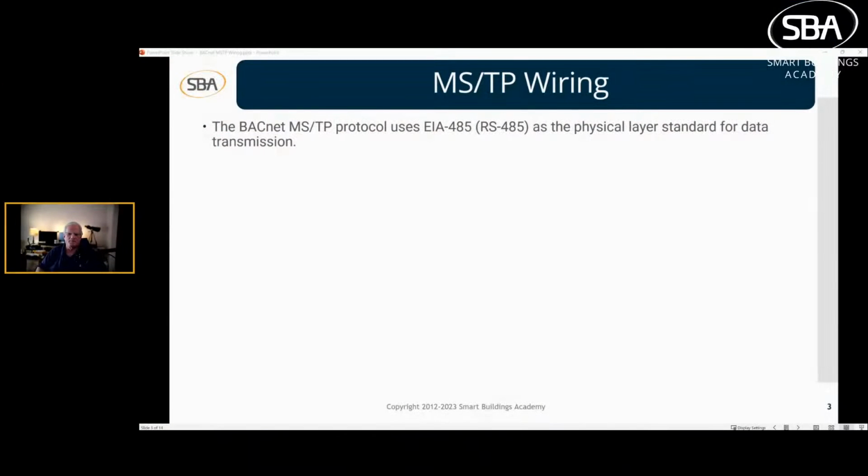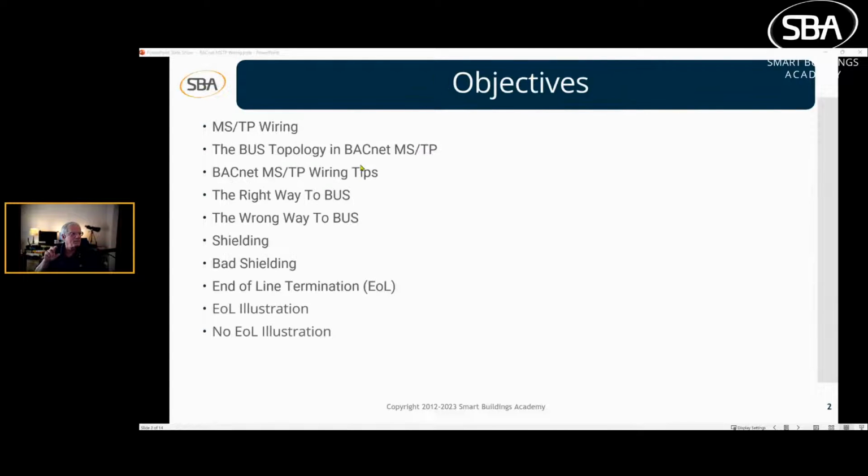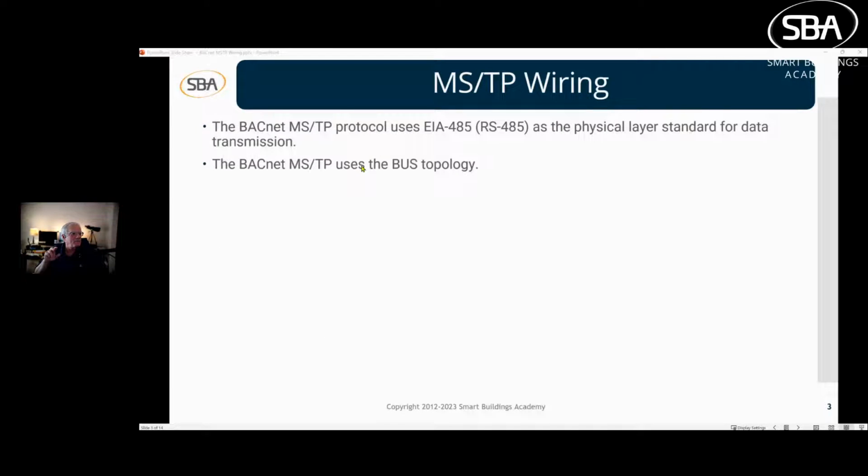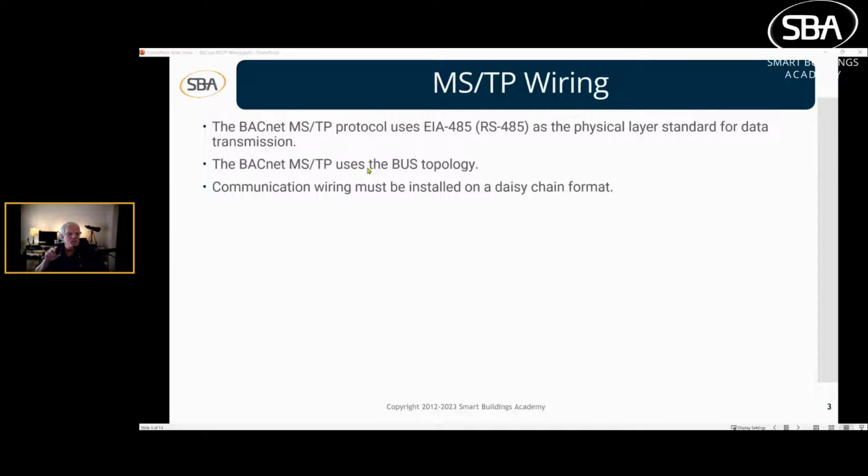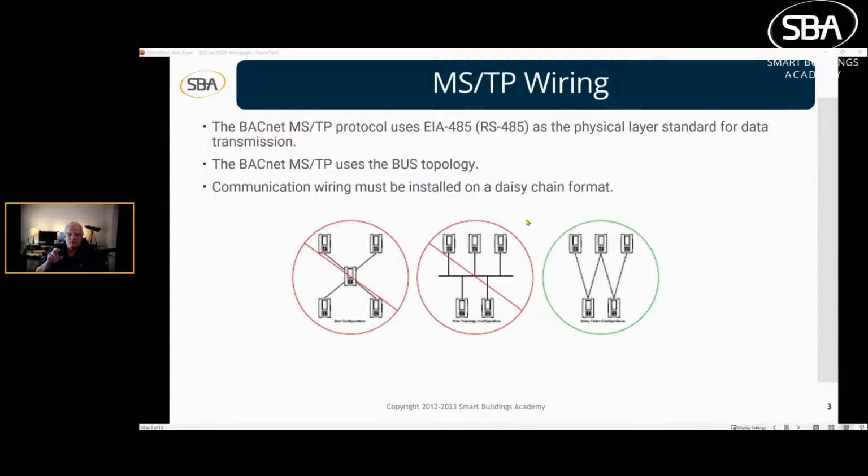And here we go. So MSTP wiring protocol uses the EIA-485 physical layer. We looked at the BACnet layering topology a moment ago. BACnet MSTP uses what's called the BUS topology. Communication wiring must be installed in a daisy chain format when you're using MSTP.